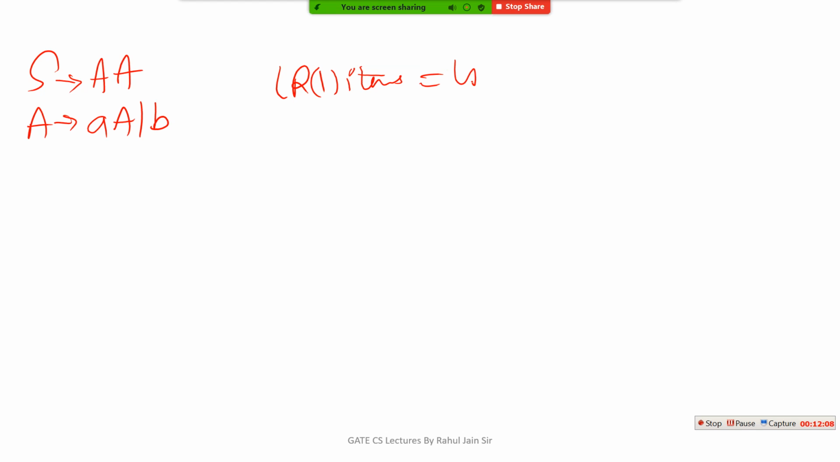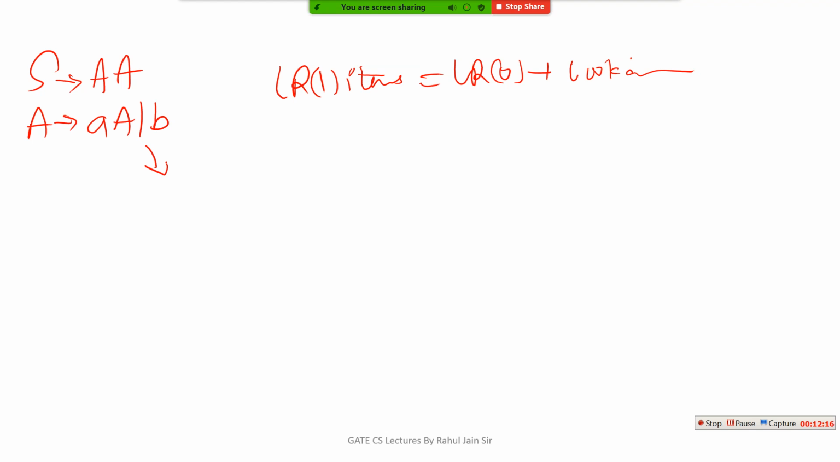My grammar is S derives AA and A derives aA and b. I will ask you one by one whether you are getting the steps or not. What is step 1? Step 1 is creating LR1 items. LR1 items are nothing but the set of LR0 items plus look aheads.